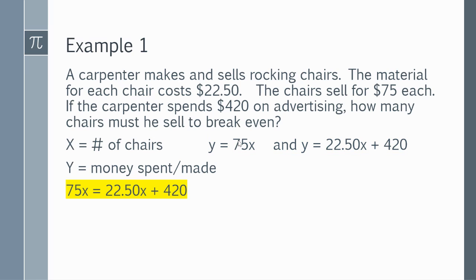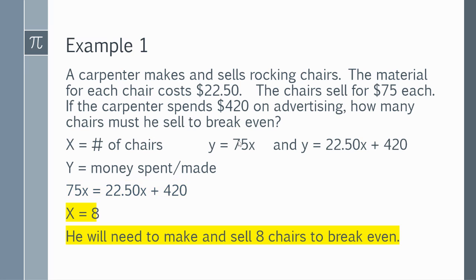Now, this is a substitution method. We know Y equals 75X, and we know Y equals 22.50X plus 420. So we are going to set them equal and solve. I'm not going to spend forever on how to solve. That's a whole other lesson. You have to subtract 22.50X and then divide, and you get X equals 8. He needs to sell 8 chairs to break even.